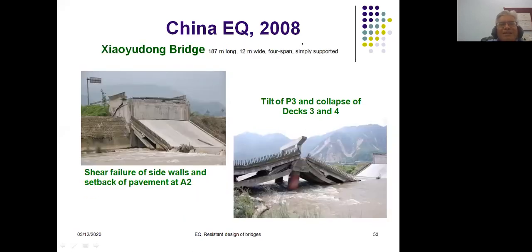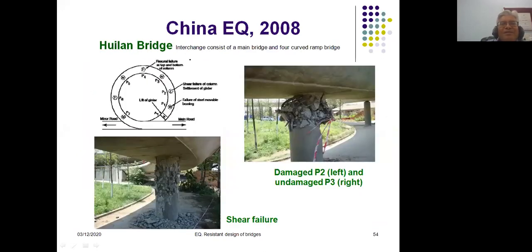Ziyao Dong Bridge, 187 meters, 12 meters wide, four-span. And again, you can see that it collapsed from the central point. Because of the small seating length, we can get the failure here. This is the Hulin bridge. It is an interchange of a main bridge and four curved bridges. Many times on the highway, we provide such an interchange, right? You can see that it is severely damaged. This is a potential point of the plastic hinge. Here also the shear failures are observed.